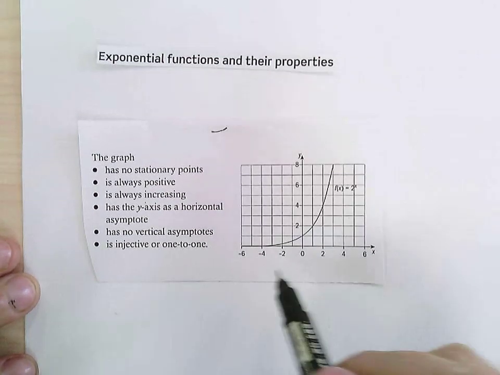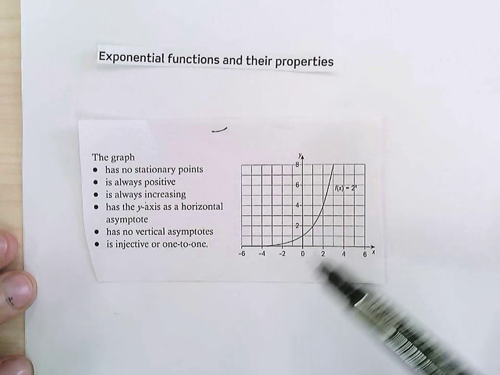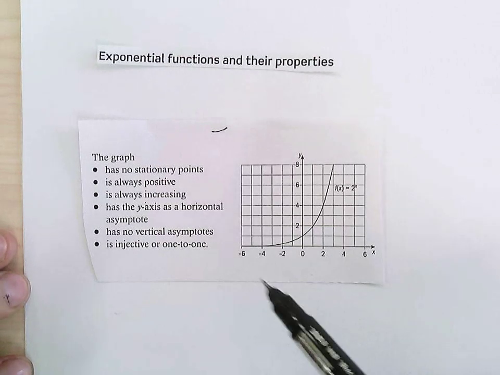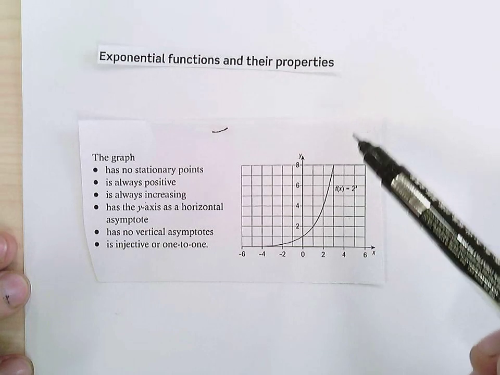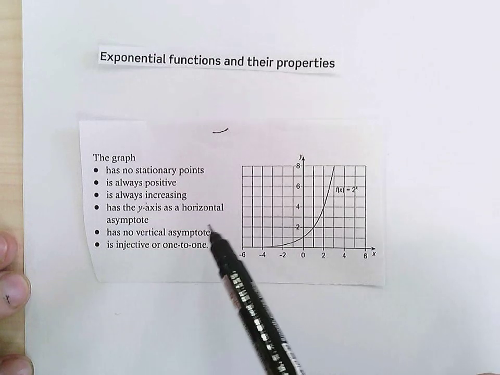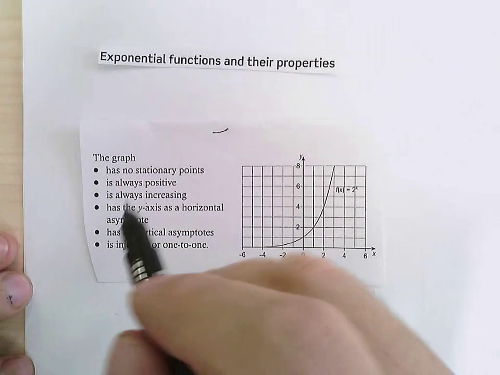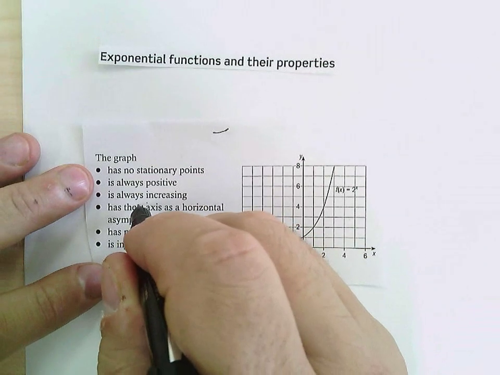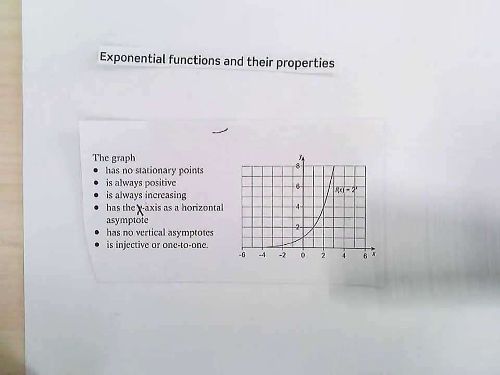You can see it goes through there, and some things happen here. There are no stationary points. It's always going to be changing, right? So it's always going to be increasing. It has the y-axis as a horizontal asymptote. Actually, that should be the x-axis, right? There's a little error right there. And it has no vertical asymptote.